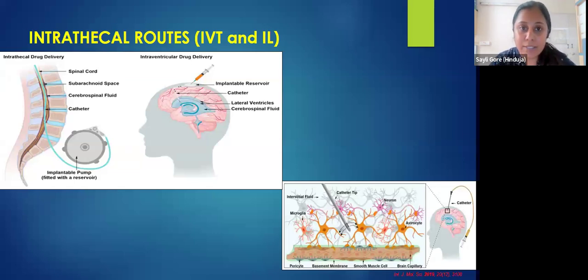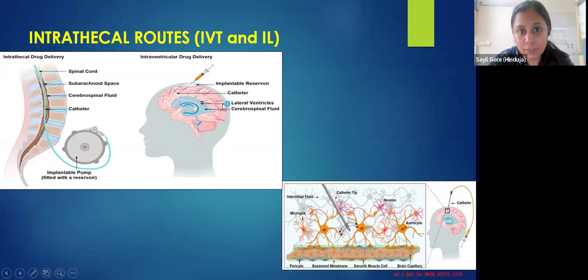So the intrathecal route consists of the intraventricular and intralumbar routes. You can see the first picture is about intralumbar drug delivery, which I will call intrathecal drug delivery. It is given into the spinal cord, into the subarachnoid space. There is an implantable pump fitted with a reservoir, and the drug is given through that. But it is very rarely used, especially it is used for chemotherapy. So more antimicrobials or antibiotics are given by the intraventricular route.